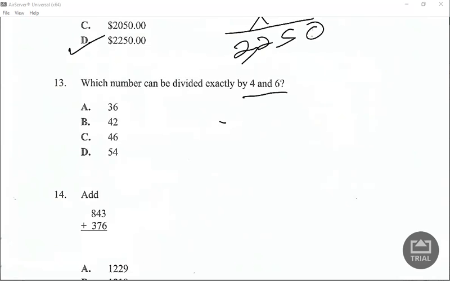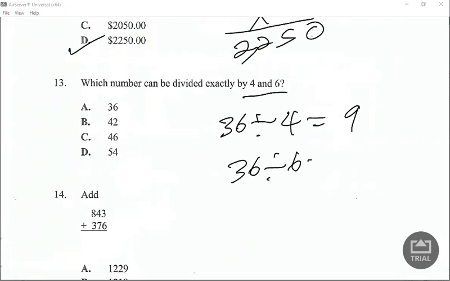Number 13, which number can be divided exactly by 4 and 6? All right, 36 divided by 4 is equal to 9, and 36 divided by 6 is equal to 6. So we don't have to go any further, it's 36.